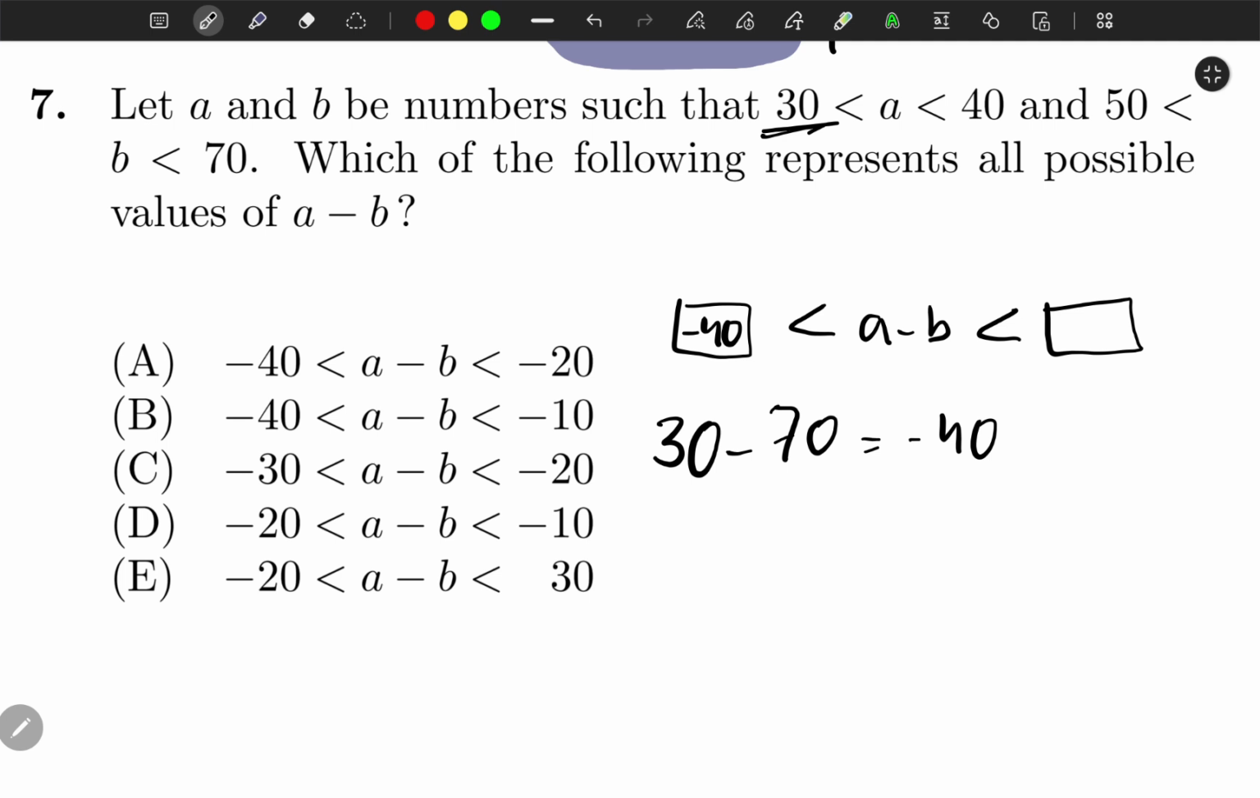And then to find the maximum of this equation, what we can do is we'll do the opposite, right? So we'll do maximum of a, which is going to be 40, minus minimum of b, which is going to be 50, and that's going to give us minus 10. So it's going to be minus 10 over here. I think the answer is then going to be b.